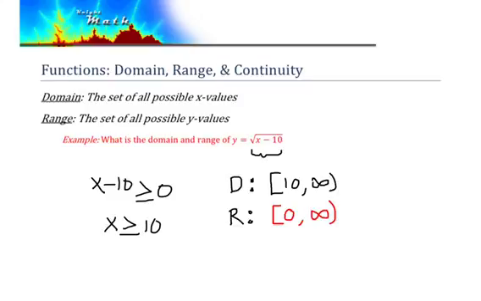We can confirm this by looking at a graph. When we graph this, we're going to have something like this. Here's our x and y axis. And then over here at 10, when x is 10, y is 0, and on graphing it, we're going to get a curve that looks like this at 10.